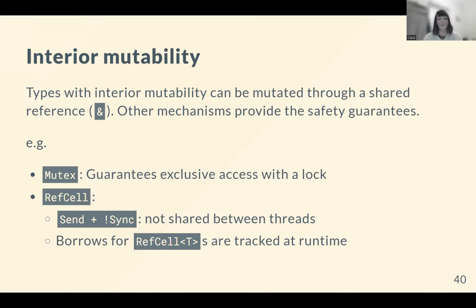With a RefCell type, that can't be shared between threads. It can't be moved between threads because it can't be shared between threads because it's not Sync, which means you can't pass a reference to a RefCell across threads. And when you borrow with a RefCell, it's tracked at runtime, which means you can still run into problems at runtime, but they won't manifest as memory safety vulnerabilities. It might manifest as a crash, or it depends on how you use it. You can totally use RefCell completely safely if you're using it carefully. But yeah, there are these types that have interior mutability.